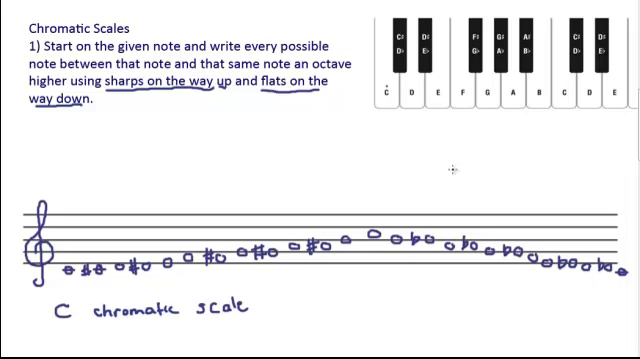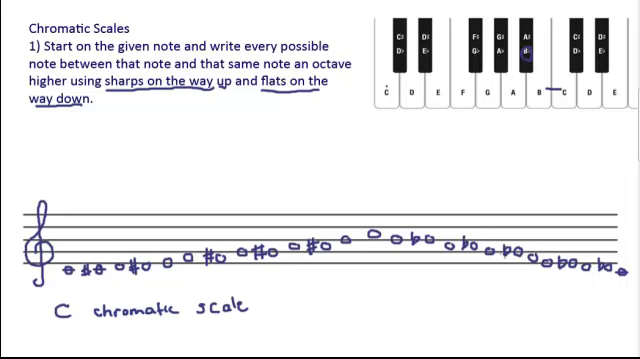Now, when we've hit C, we turn around and we go down, but we use flats on the way down. So we go from C to B, and then we go from B to B flat. So instead of hitting an A sharp like we did on the way up, we're calling it a B flat on the way down, even though it's the same note. So we go from B flat to A flat to G, from G to G flat, down to F.